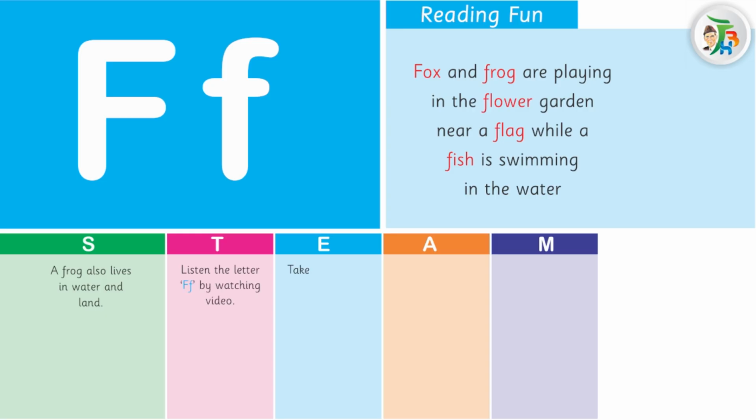E. Take a vase and decorate with flowers. A. Draw the Pakistani flag and color it. M. Count objects beginning with the sound F around you.